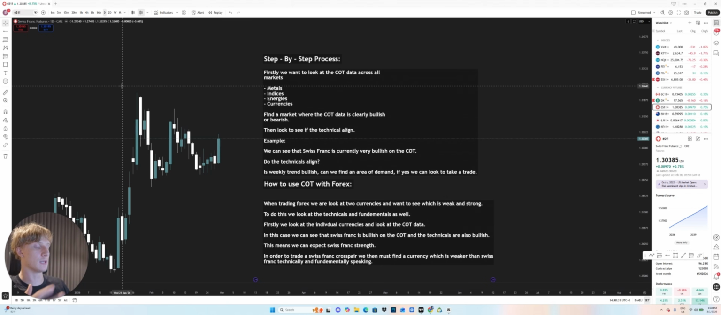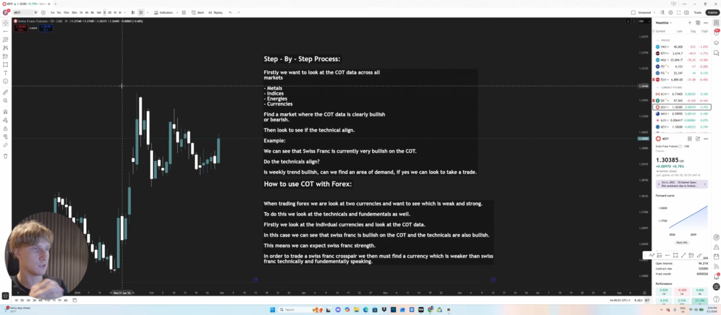Now, once we have identified a market where we can see, okay, cool, the big money is really, really bearish here, we then want to rely on the technicals to see if they align, right? One more time, what's the difference between the fundamentals and the technicals? The fundamentals is what drives price. The fundamentals is what we're using right now. And the technicals is what we've been learning with the formations, weekly market structure, etc. So step 1, identify good market with COT data.